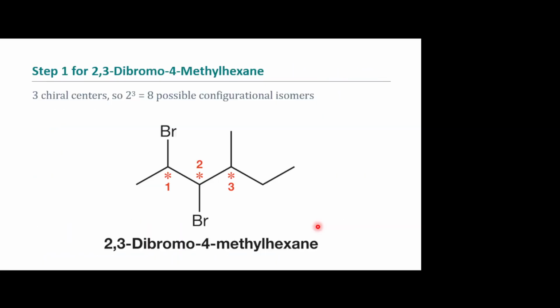Okay, let's try it out. So see, we have here 3 chiral centers. Are we okay with that so far? We haven't drawn out any chirality yet because we don't have any wedge dash notation. Now, how many possible configurational isomers are there going to be? Well, there's going to be 2 to the 3rd power, right? 2 times 2, 4. 2 times 4, 8.